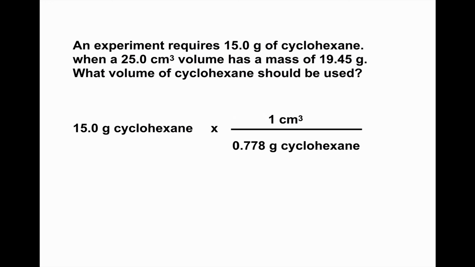So multiply across, 15 times 1 divided by 0.778 grams, and we've converted to cubic centimeters or milliliters. 3 sig figs divided into 3 sig figs gives me a 3 sig fig answer.